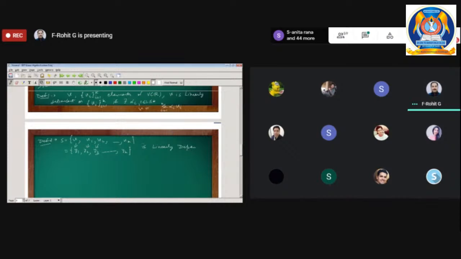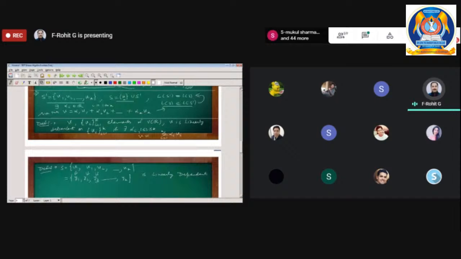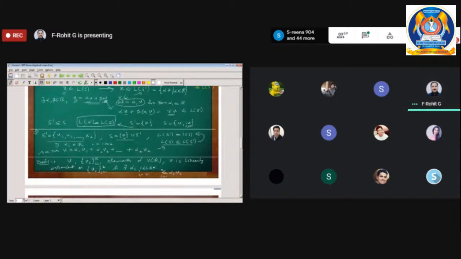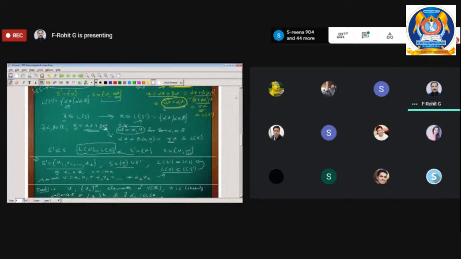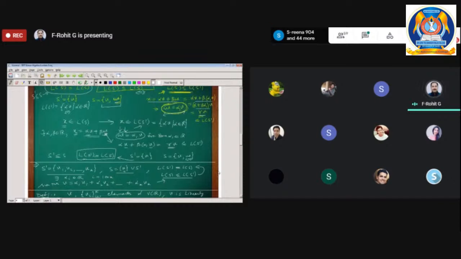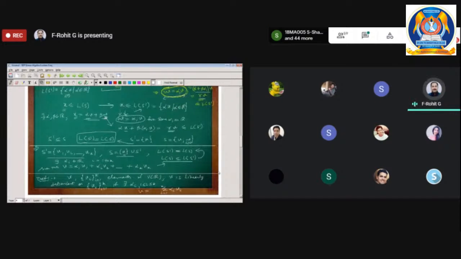Linearly dependent. First of all, I want you to think on the things which we have done earlier. I am giving you 1 minute to revise. Please see the things. Then I will define linearly dependent for a set. I'm giving you 1 minute.